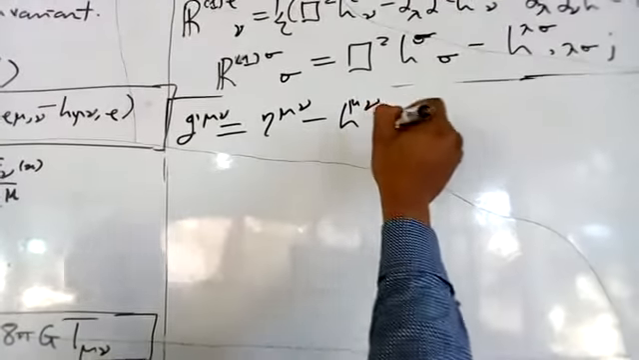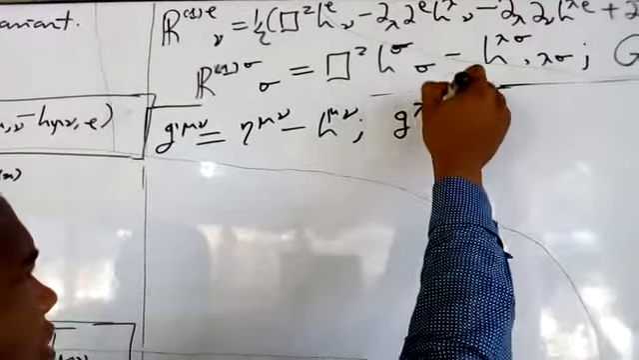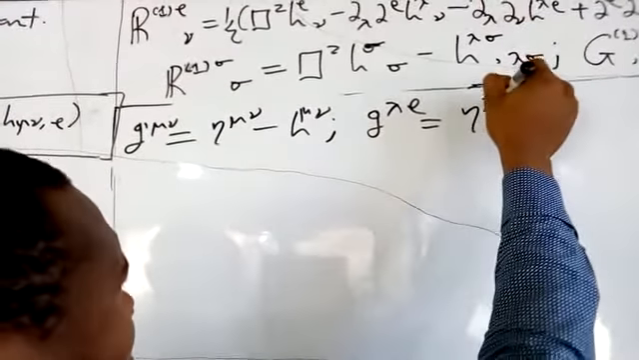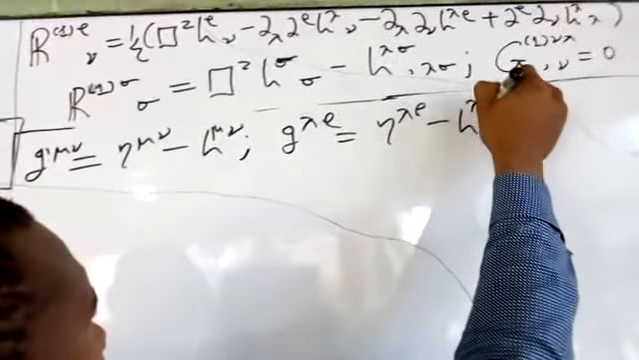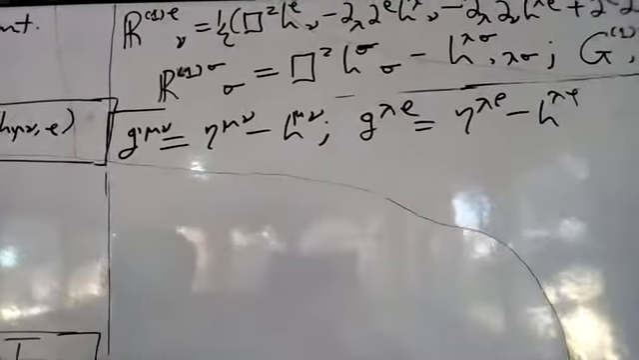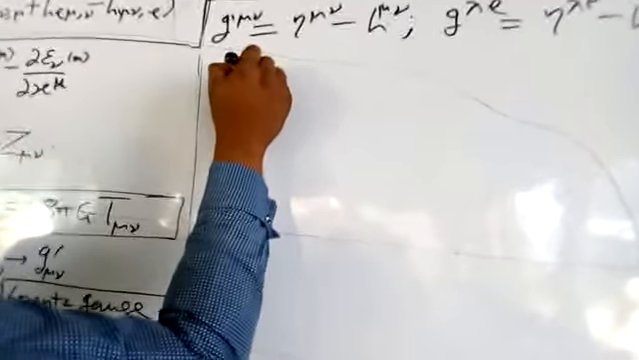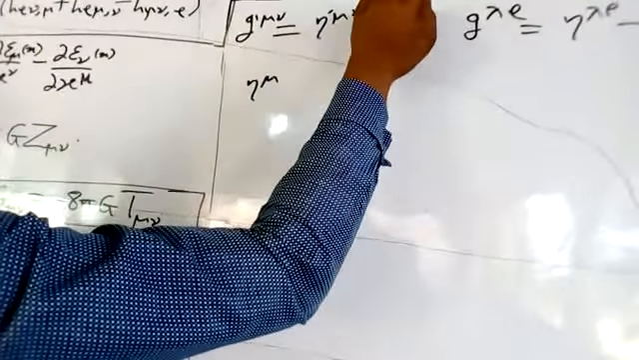And then again, of course, G lambda rho is the same thing as eta lambda rho minus H lambda rho. Yeah. So putting all this in this expression, I'm going to put eta mu, okay, so this is prime, this should be prime, sorry.